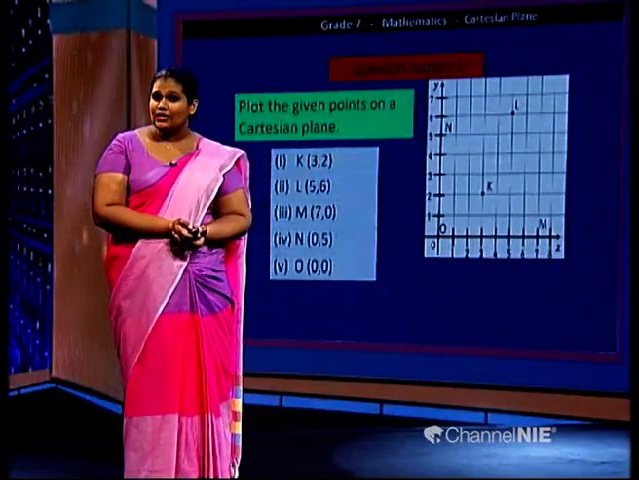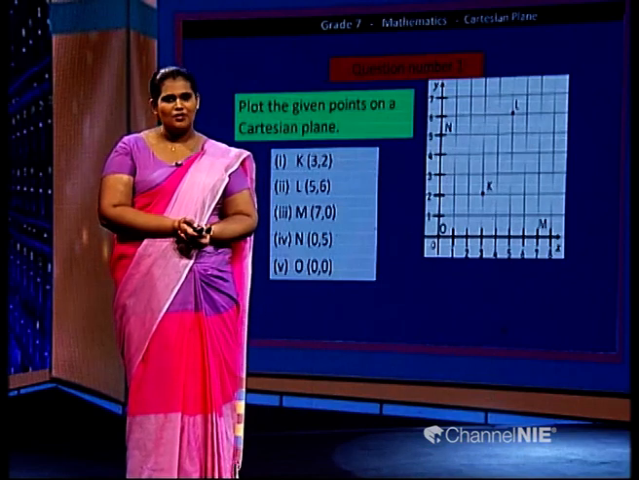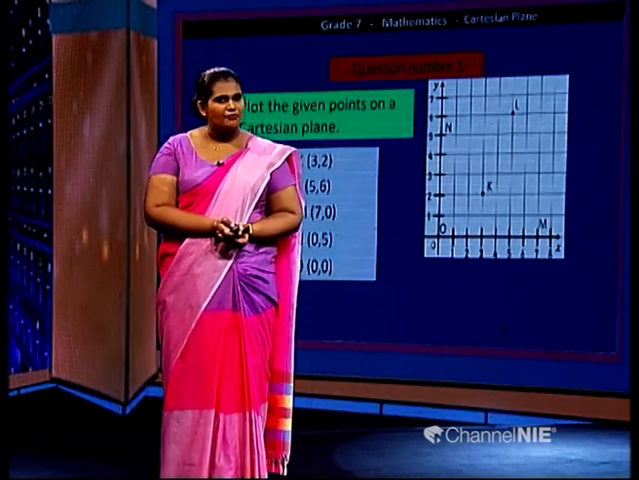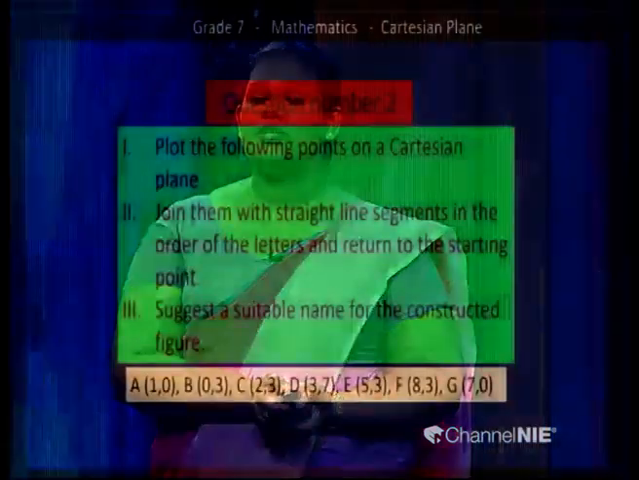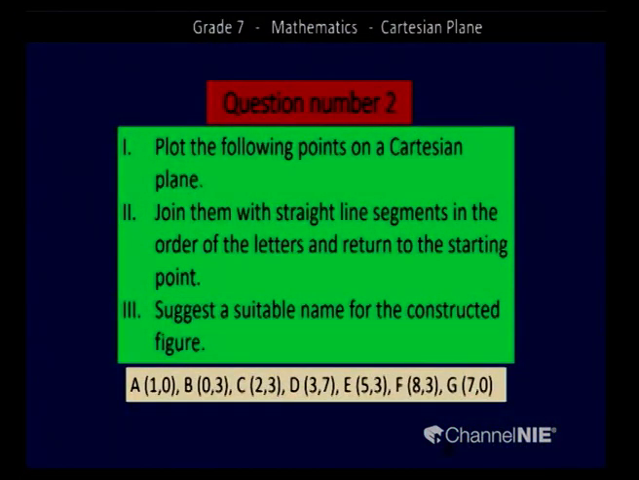Right. Did you get the answers correctly? I am sure you have got the answers correctly. If not, quickly correct your answers in your books. Right. We will move on to another question. This is question number 2. Plot the following points on a Cartesian plane. Join them with straight line segments in the order of the letters and return to the starting point. Suggest a suitable name for the constructed figure.